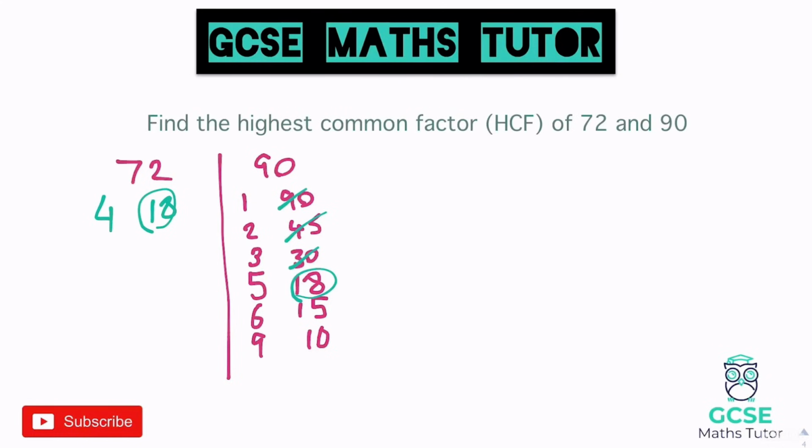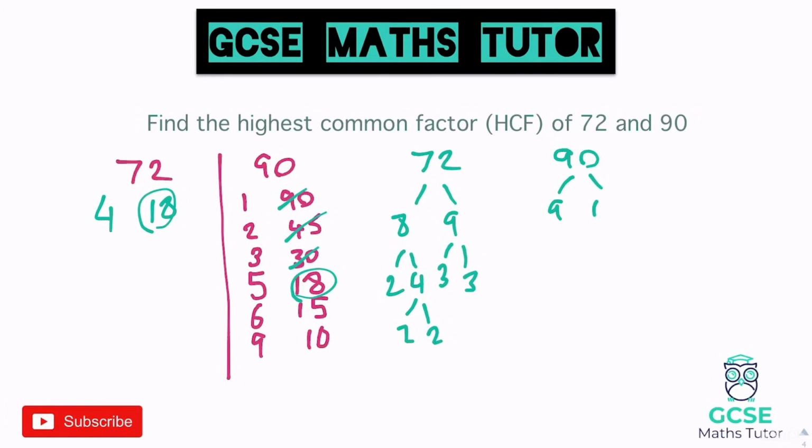Of course we could use the prime factor method to find the highest common factor, which I'd recommend for numbers like this, so 72 and 90. Do their prime factors, so 8 and 9, 3 and 3, 2 and 4, 2 and 2. 90 is 9 and 10. And then we have 3, 3, 2 and 5.